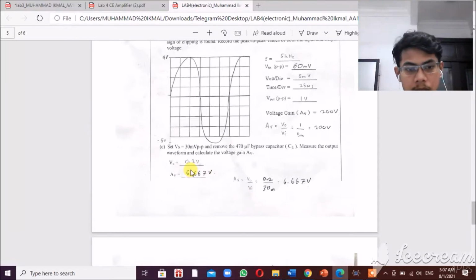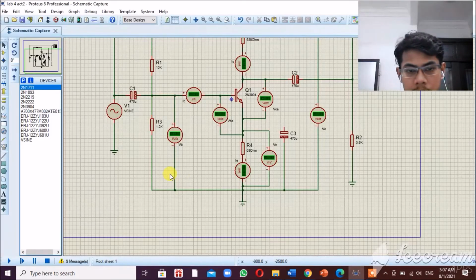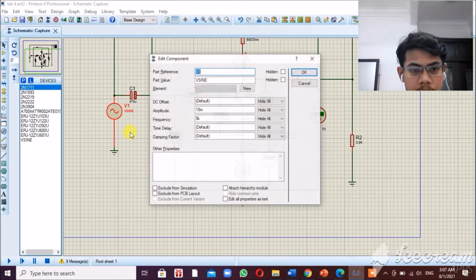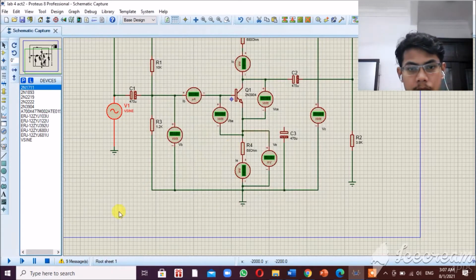So let's continue with the last lab and last question. Question C. Set Vs equal to 30 millivolt V peak to peak and remove the 470 microfarad bypass capacitor CE. Measure the output waveform and calculate the voltage gain AV. The V output I get is 0.7 volt. And I already disconnected the CE from the circuit, and the Vs I set up is 15 millivolt for amplitude V peak.